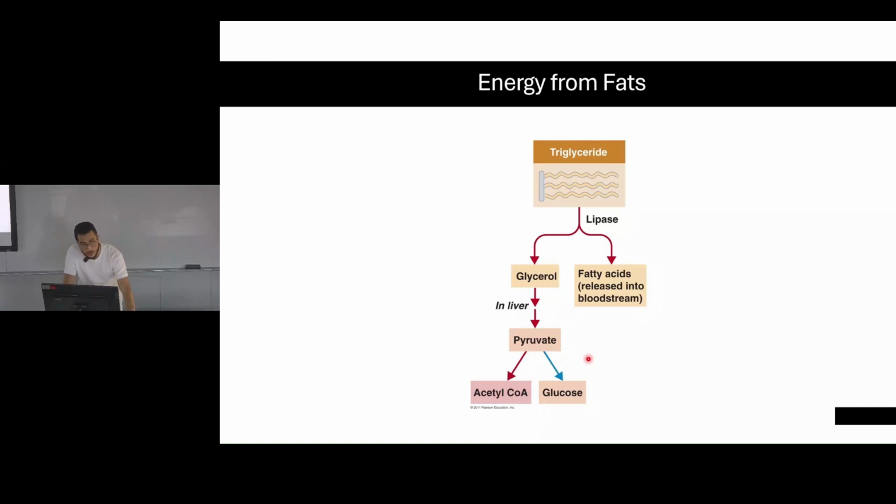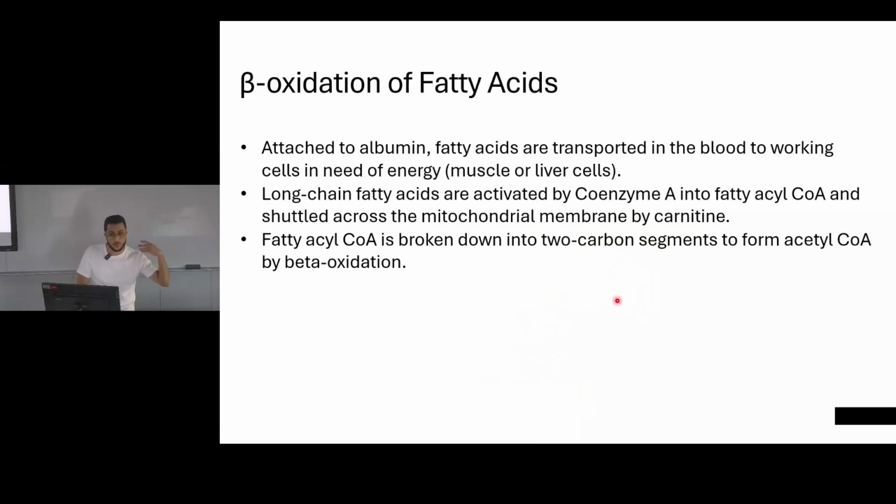If you have too much energy, you'll be making glucose, okay? The fatty acids are released in the bloodstream, as we've seen in the digestion class and in the lipids class, and they will be carried to be broken down somewhere else or stored again. So, when fatty acids are produced, the short and medium chain fatty acids are attached to albumin.